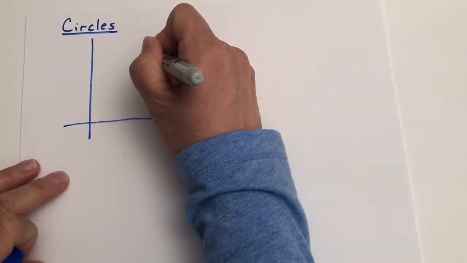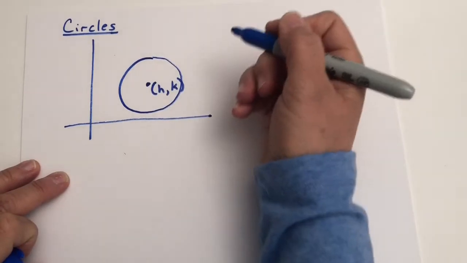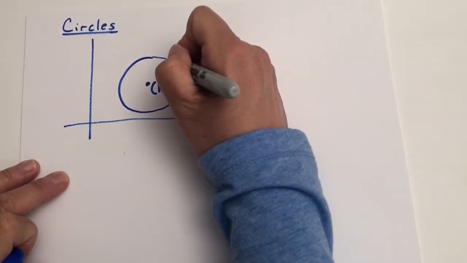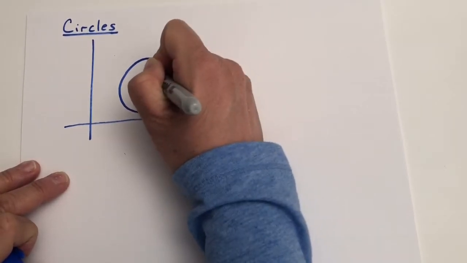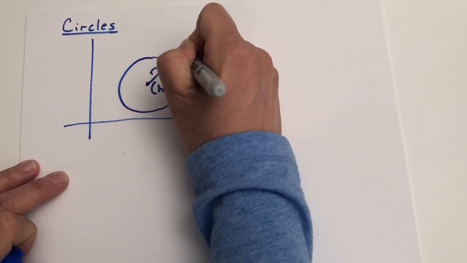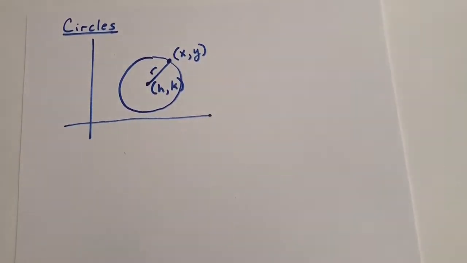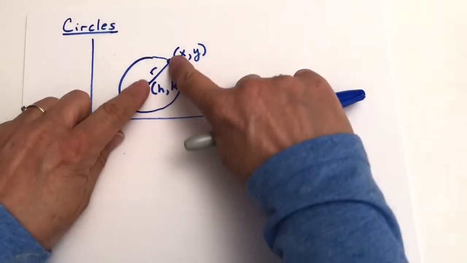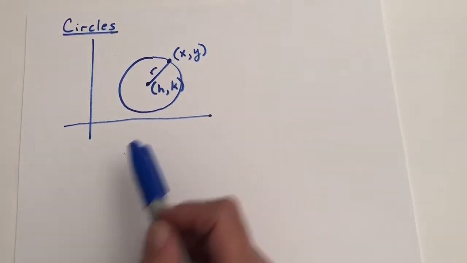So let me draw a circle, close to a circle, and we'll say this distance right here is r for every point (x, y) on the circle. That's how we define it. This distance is constant regardless of what point we find on the circle.